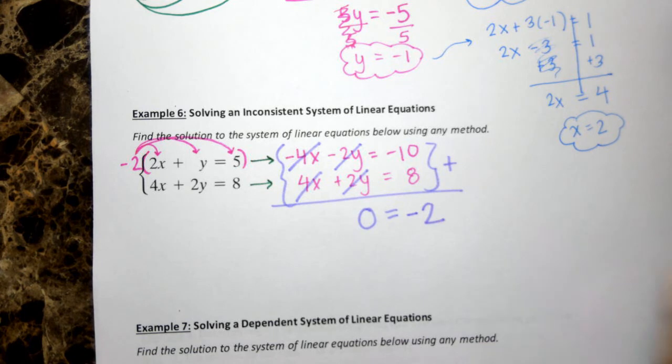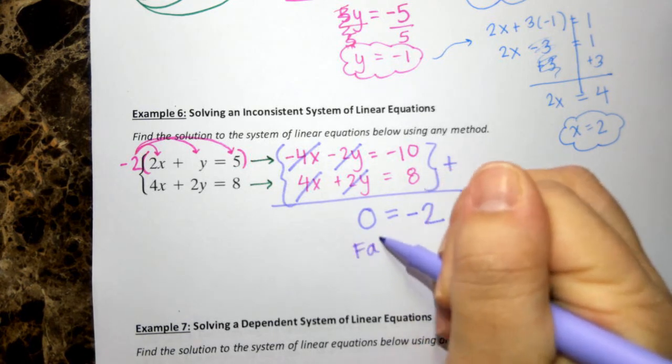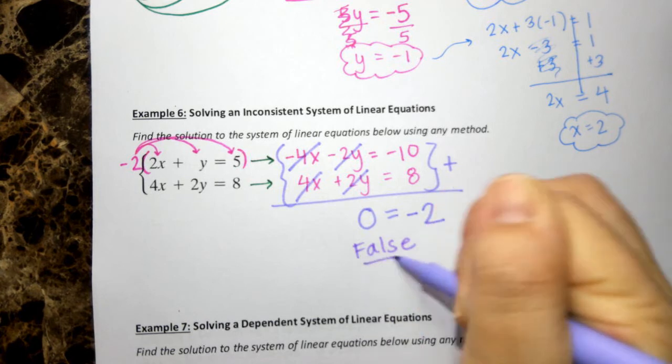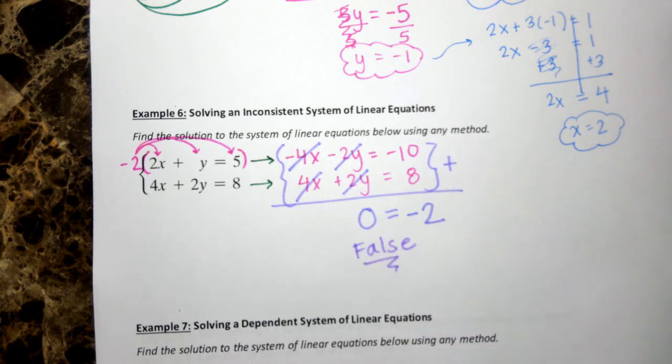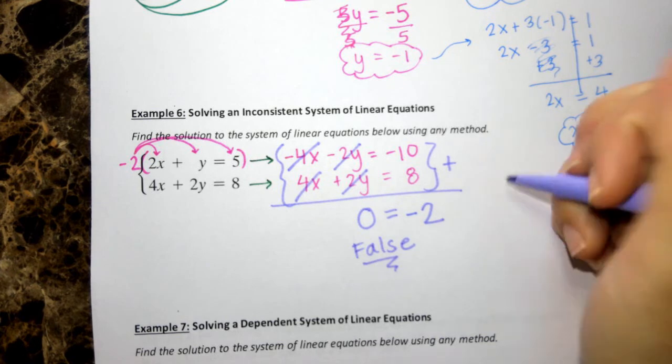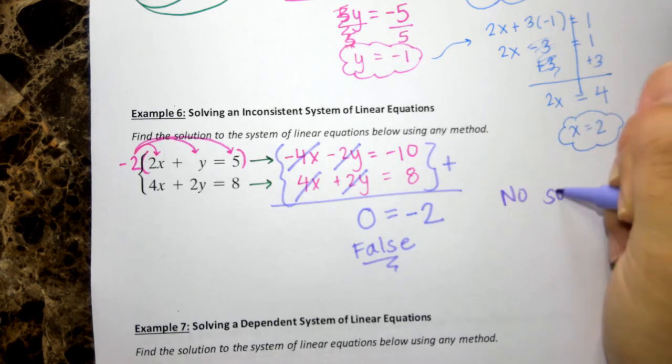First off, this is a false statement. 0 does not equal negative 2. And everything canceled out. The x's canceled out, the y's canceled out. Now, when this happens, when everything cancels out and you're left with a false statement, what that means is that there is no solution.